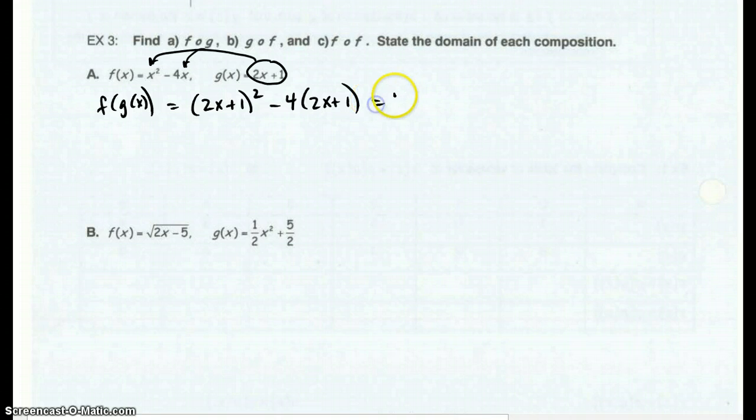And we do some algebra on that. We get 4x squared plus 4x plus 1 minus 8x minus 4, which simplifies to 4x squared minus 4x minus 3.